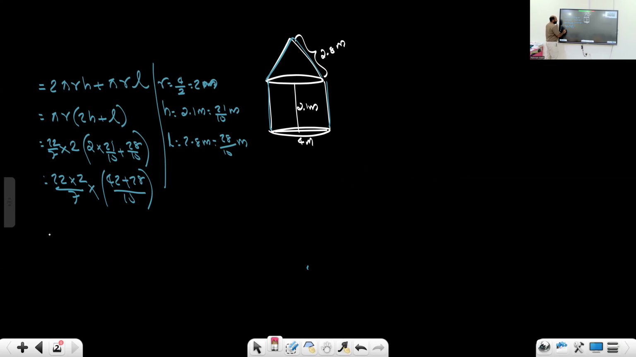So 22 into 2 by 7, 70 by 10: 70 and 7 cancelled. Even 10 also cancelled. So how much will be there? 44 meter square, because this 0 and this 0 cancel, 7 also cancels. Only 44 meter square. Therefore, cost of the canvas.